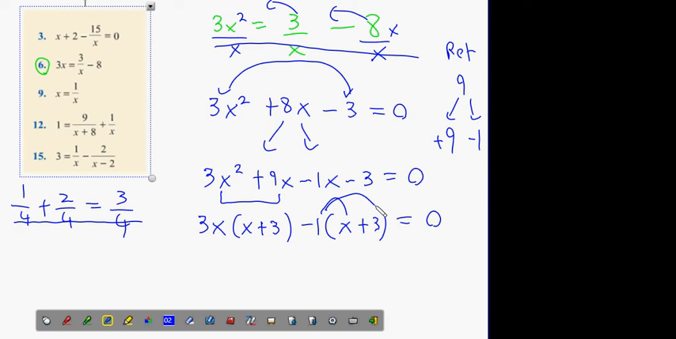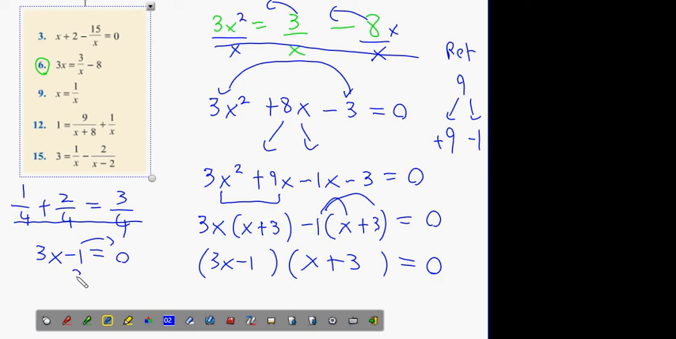Now what's the next step? 3x minus 1, x plus 3 equals 0. Now guys, what do we do next? 3x minus 1 equals 0. Then 3x equals 1, x equals 1 over 3.